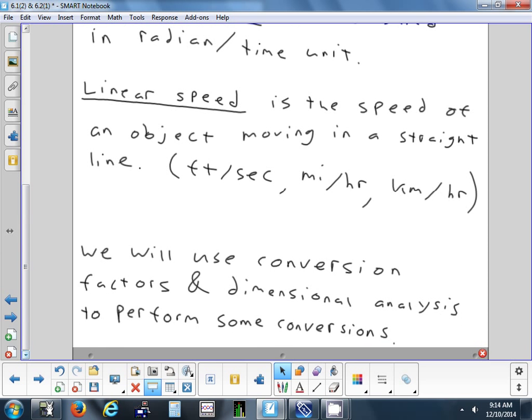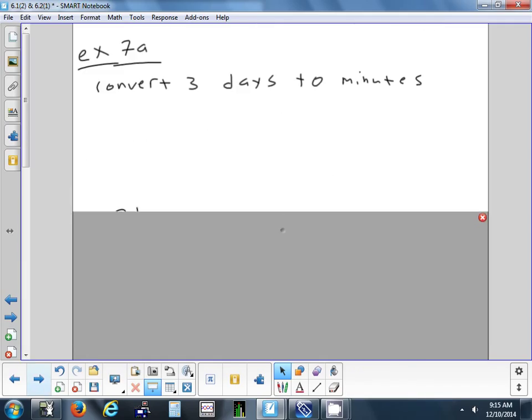Okay, they should all be conversions that you're familiar with. Let's start with an easy one. This one's not a rate. To have a rate, you've got to have two units, like miles per hour or dollars per hour, something like that. That's a rate. This is just 3 days.